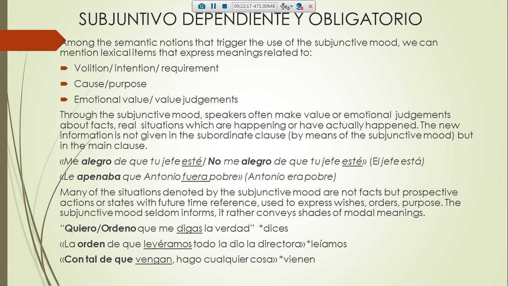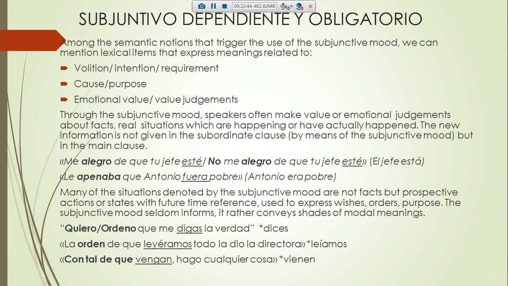The same goes for, le apenaba que Antonio fuera pobre. This means that Antonio, in fact, era pobre. This is not an imaginary situation, but it's an emotional reaction to the situation. Me apenaba que fuera pobre. So these are facts, but now let's have a look at other examples.